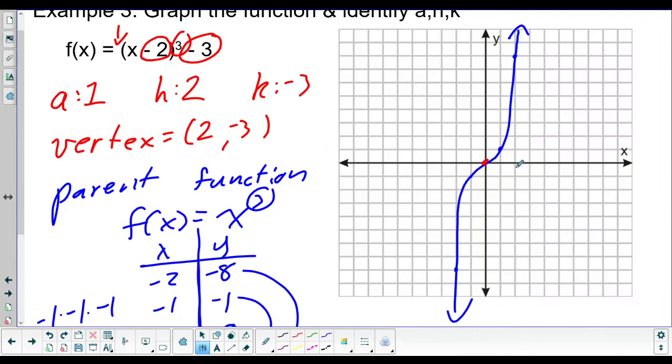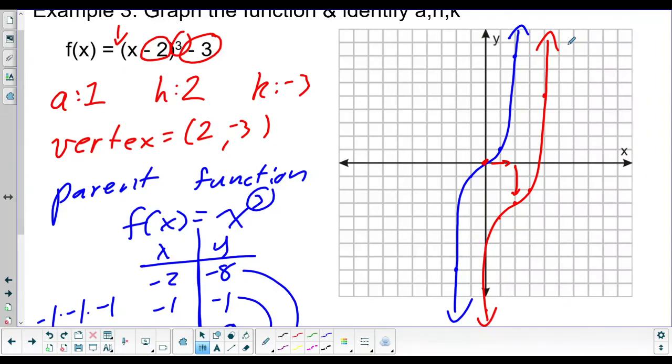So right 2, down 3. And we can see we're just going right 2 and down 3 for all of our points. So we'll move each of our points right 2 and down 3. And then here is going to be our new graph.